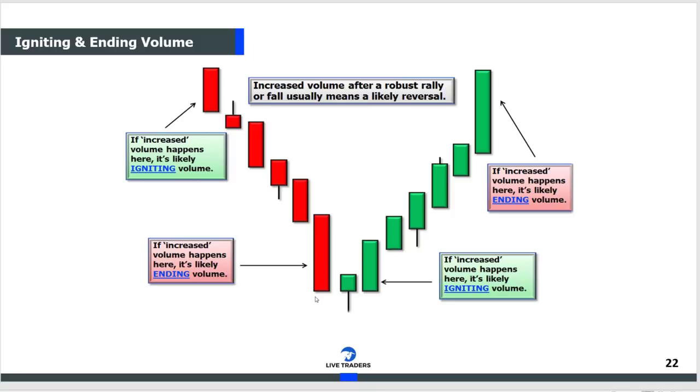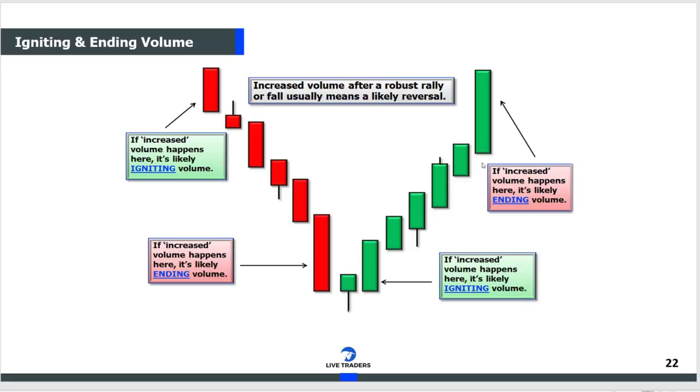If you have the same exact volume here, it's not the same meaning. Let me explain. If you had an increase in volume right here, that would be considered igniting a move lower. But after 6 bars down, the same exact volume on this bar would not be represented in the same way, right? The meaning has changed. This volume equals an igniting volume, a new move lower. This would be ending volume. Why? Because it's six bars down on a wide range bar with volume. This likely means the stock will probably be bouncing soon.